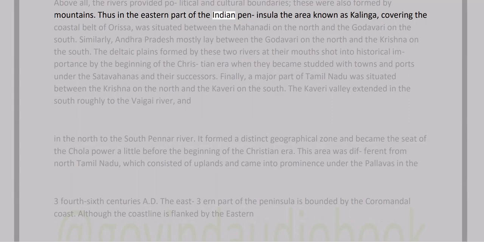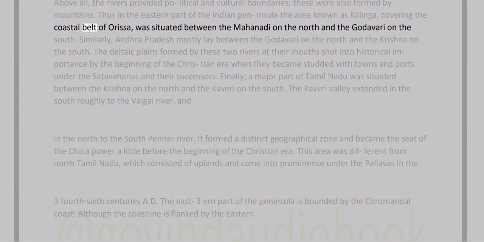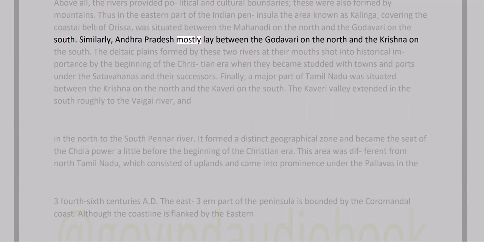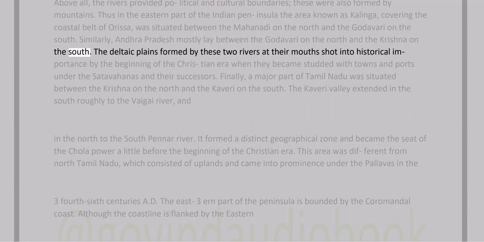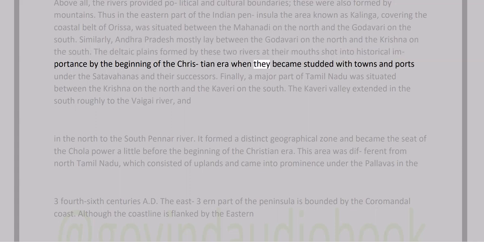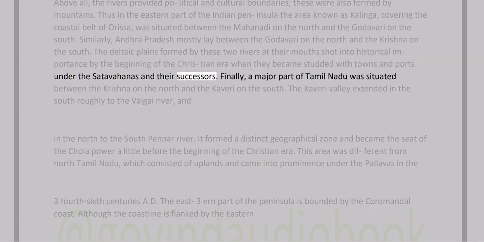Thus, in the eastern part of the Indian Peninsula, the area known as Kalinga, covering the coastal belt of Orissa, was situated between the Mahanadi on the north and the Godavari on the south. Similarly, Andhra Pradesh mostly lay between the Godavari on the north and the Krishna on the south. The deltaic plains formed by these two rivers at their mouths shot into historical importance by the beginning of the Christian era, when they became studded with towns and ports under the Satavahanas and their successors.